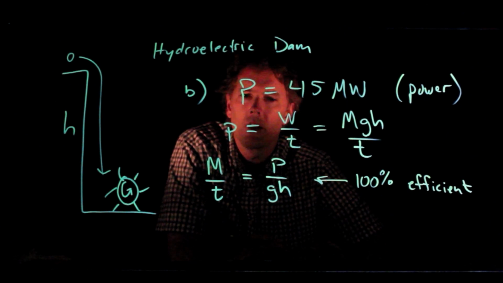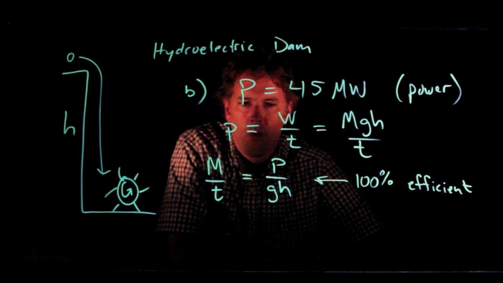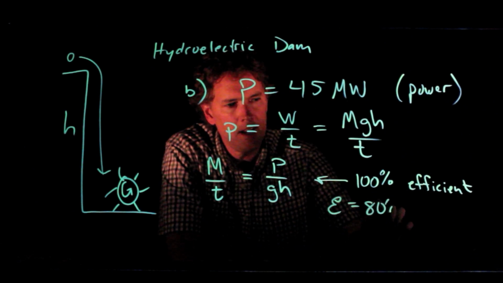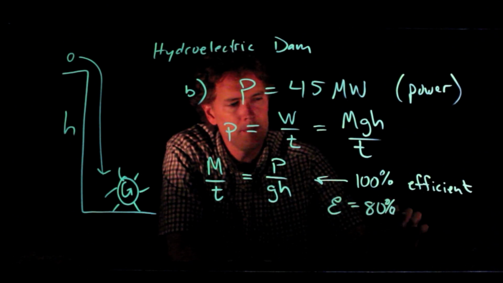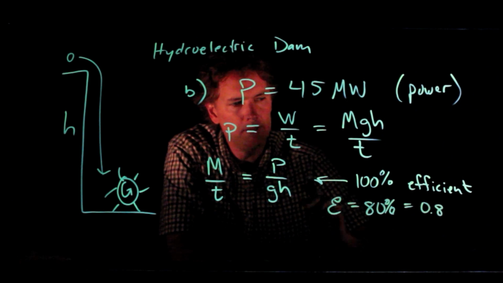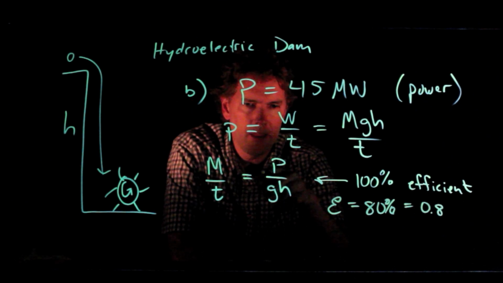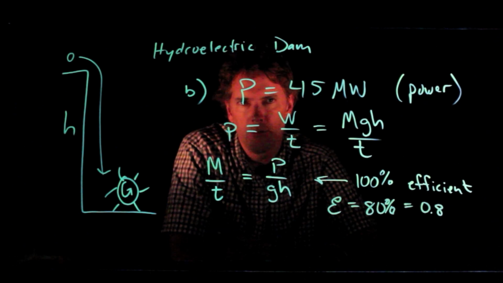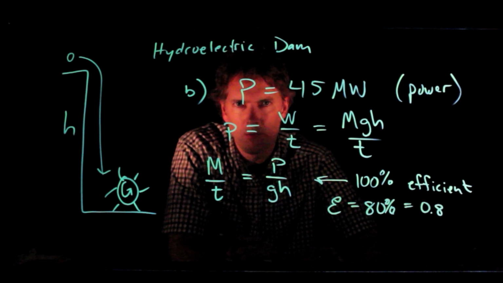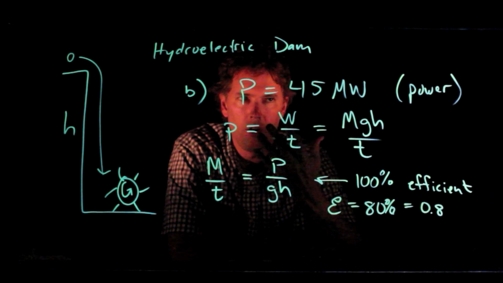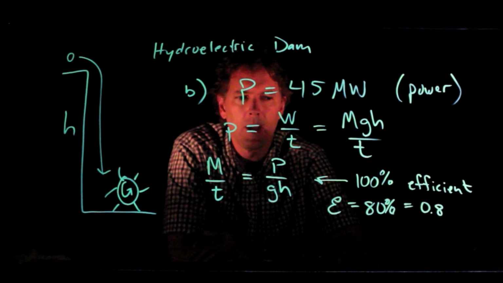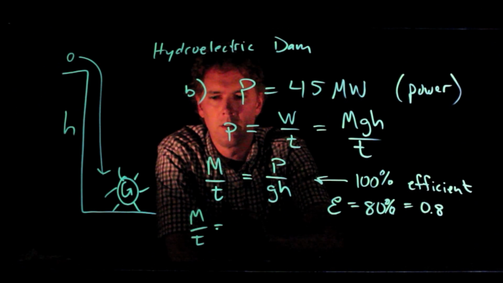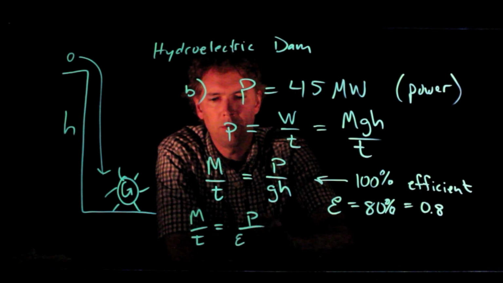And so where do we include the efficiency factor? Well, if epsilon is our efficiency factor, and let's say it's 80%, that is 0.8. And if I multiply this thing by epsilon, then I would get a smaller mass of water. But we know that can't be the case. We must have to use more water in order to get this amount of power. And so we have to, in fact, divide by epsilon. So what's the real answer here? It is P over epsilon g h.